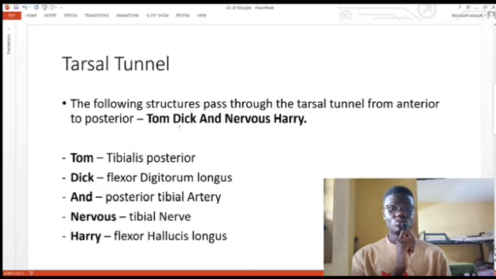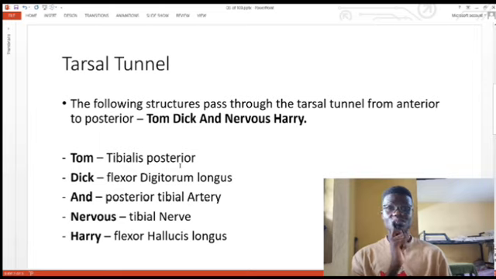And the mnemonic is Tom, Dick, and Nervous Harry. Tom is tibialis posterior, Dick is flexor digitorum longus, and the posterior tibial artery, Nervous, the tibial nerve, and Harry is the flexor hallucis longus. So from anterior to posterior, the correct answer is the tibialis posterior.